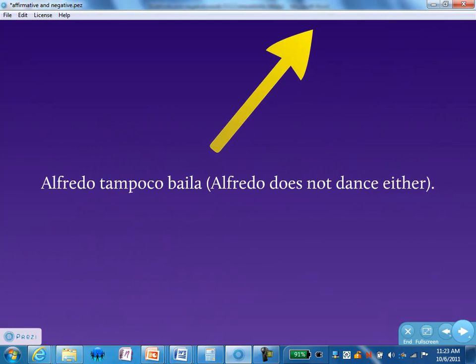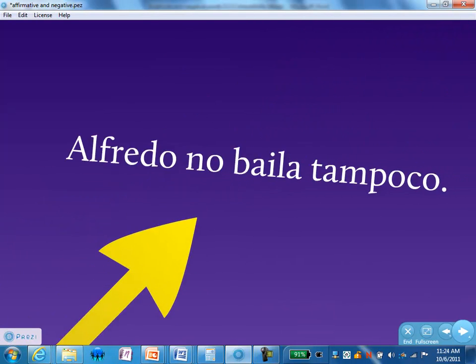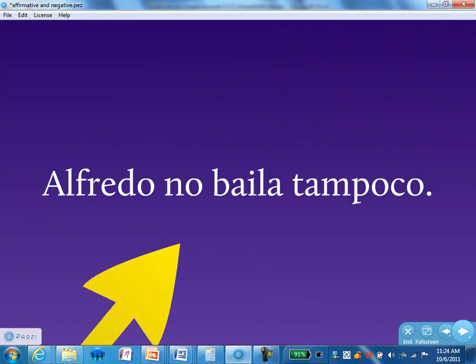We want to say that Alfredo does not dance either. So neither or either is going to be tampoco. Tampoco is a negative word, so I'm putting it before my verb baila. Alfredo tampoco baila. But there's one other way to say this. You can move tampoco to after the verb baila, so it becomes Alfredo no baila tampoco. Same meaning. Alfredo does not dance either. We've just moved tampoco to after the word baila, so if we're going to keep the negative word after the verb, we have to put another negative word before it.